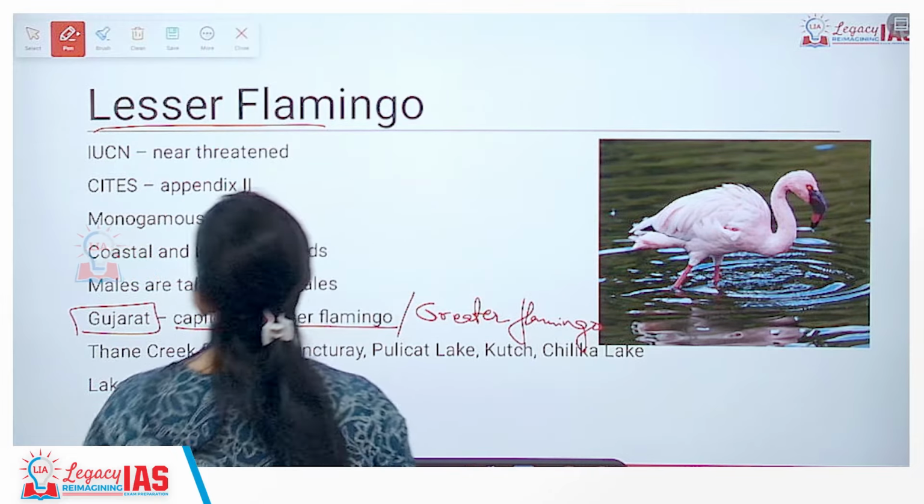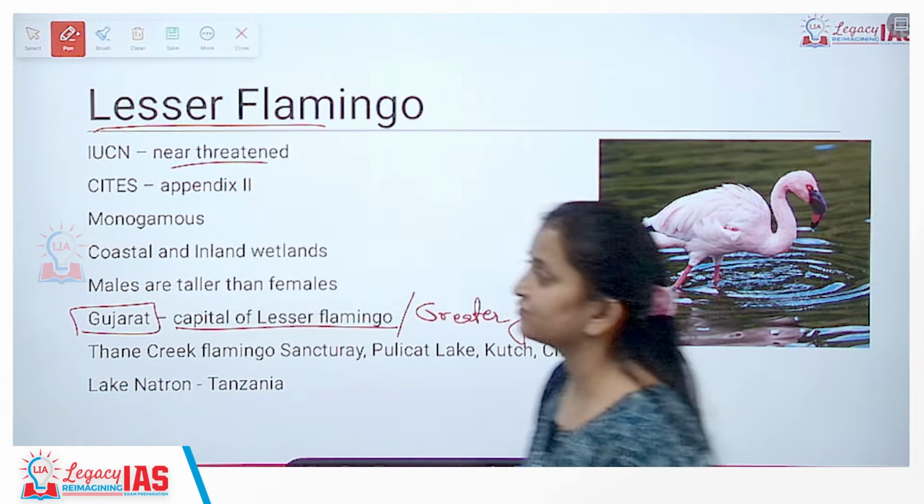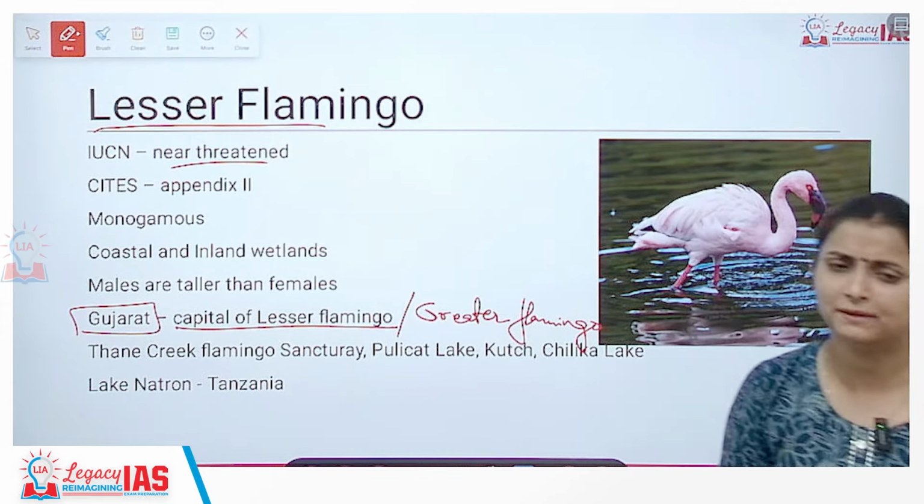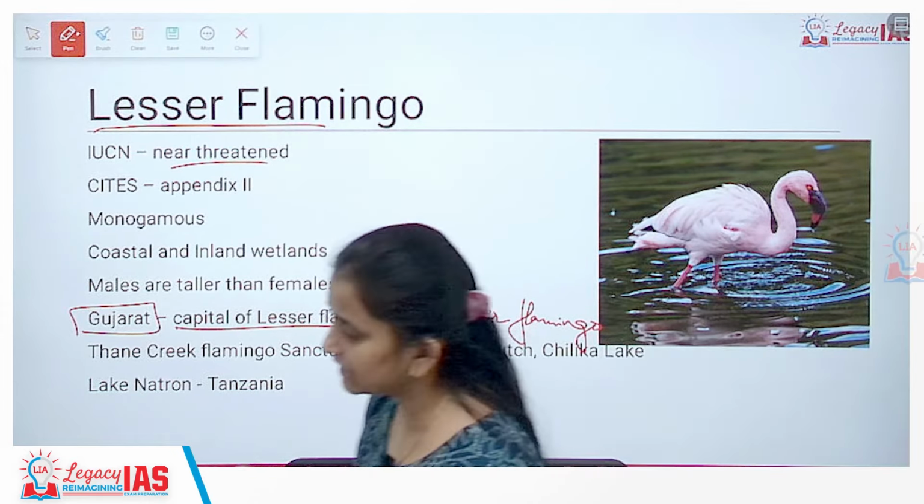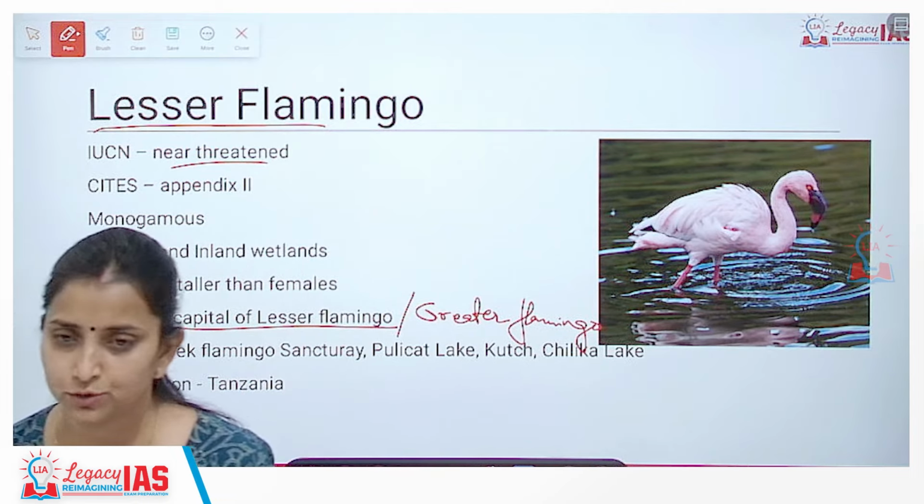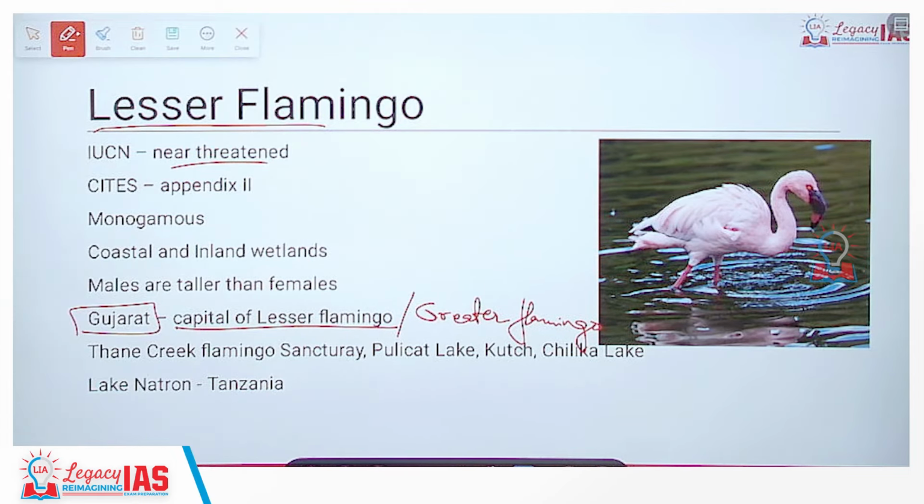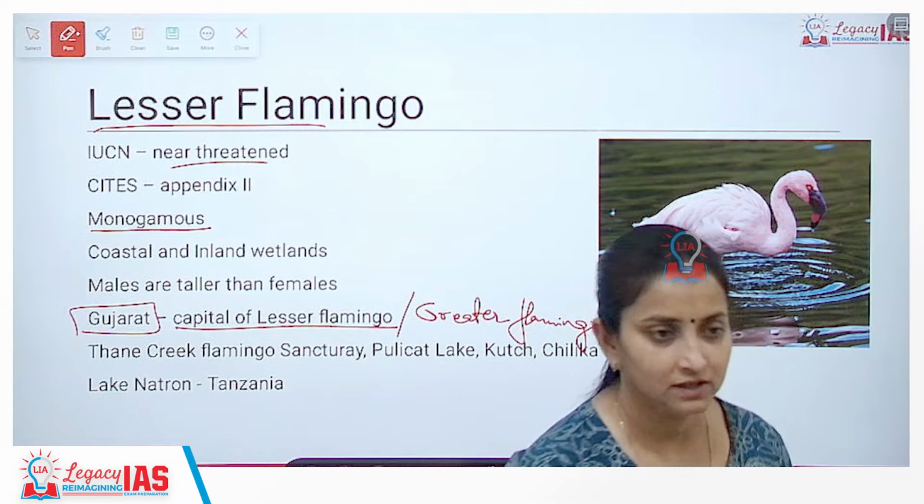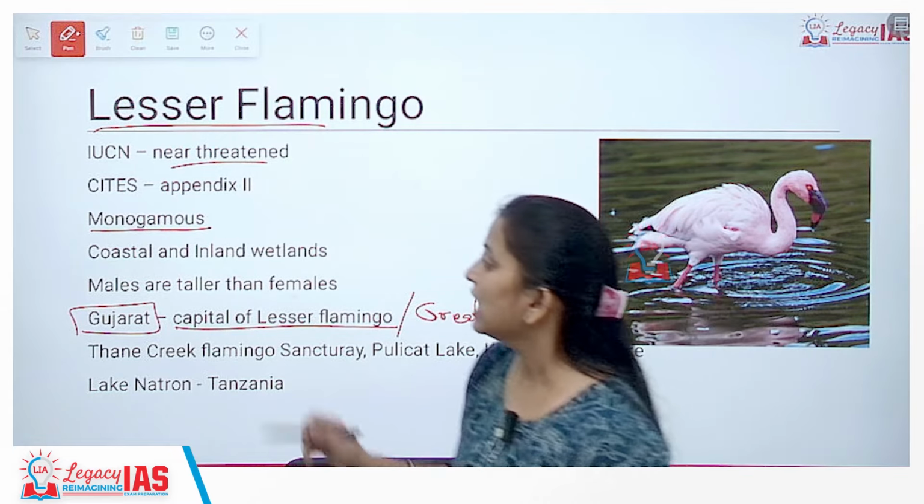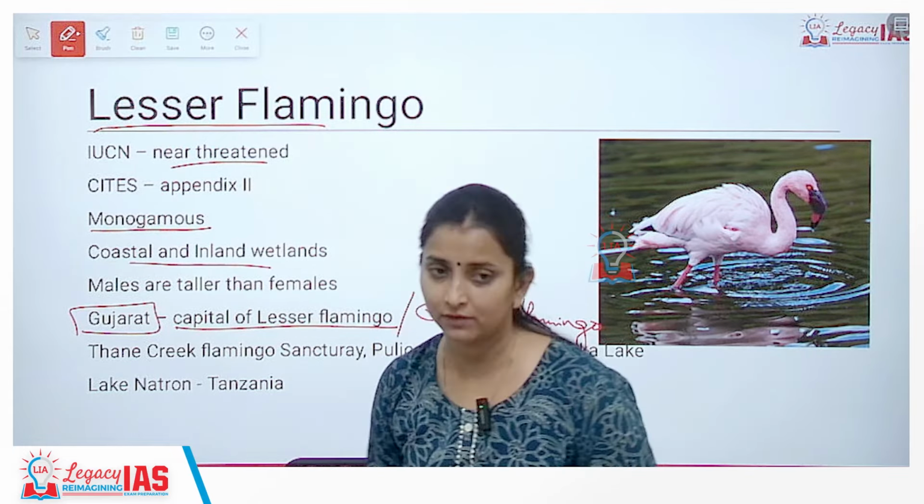IUCN has given them the status of near threatened, and aside from that we have provided them Appendix 2 protection. Appendix 2 protection means they are relatively less protected as compared to other species. They are monogamous in nature. Monogamous means the father and mother will take care of the child until the child has become independent. They live in coastal and inland wetland areas.